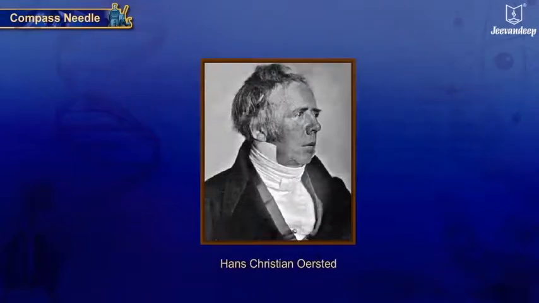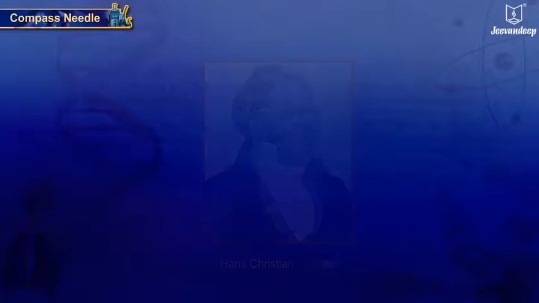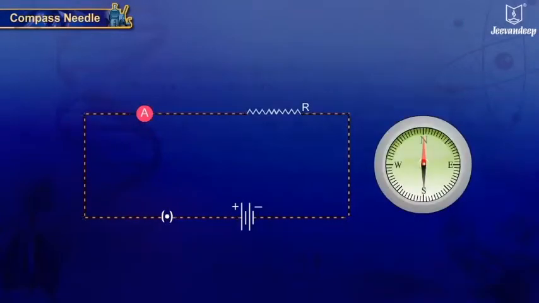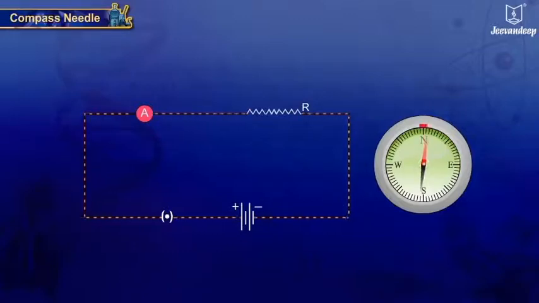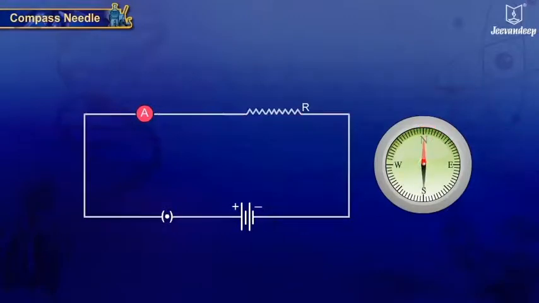Danish physics professor Hans Christian Ørsted observed that when a strong electric current is passed through a wire, the compass needle gets deflected, showing the presence of a magnetic field.